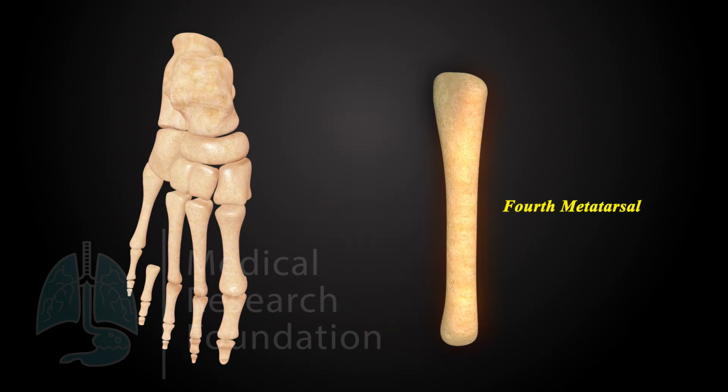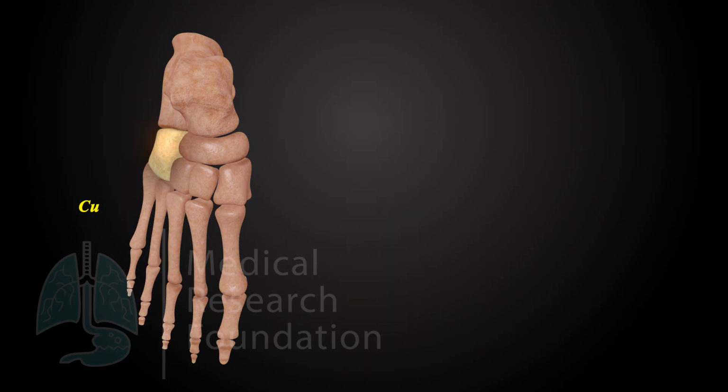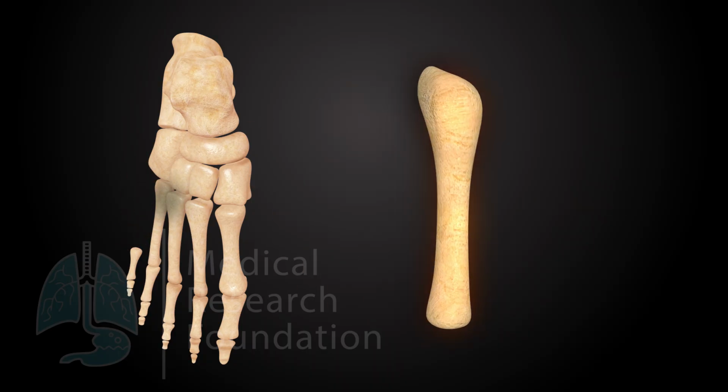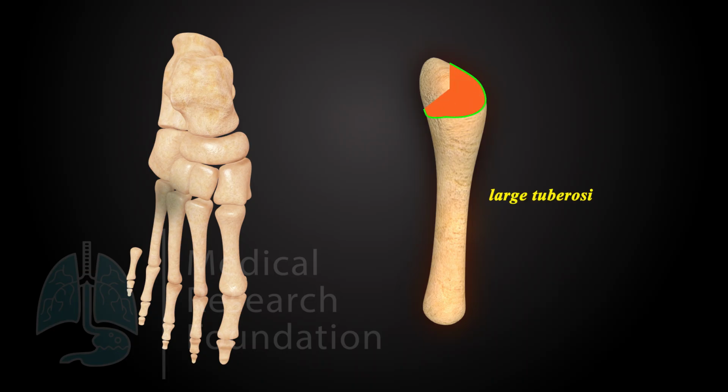Fourth metatarsal. The proximal surface of its base has a quadrilateral facet which articulates with the cuboid. The lateral side of the base has 1 facet, while its medial side has 1 facet, divided into 2 parts, proximal and distal. Fifth metatarsal. The lateral side of its base projects proximally and slightly laterally to form a large tuberosity, the styloid process.